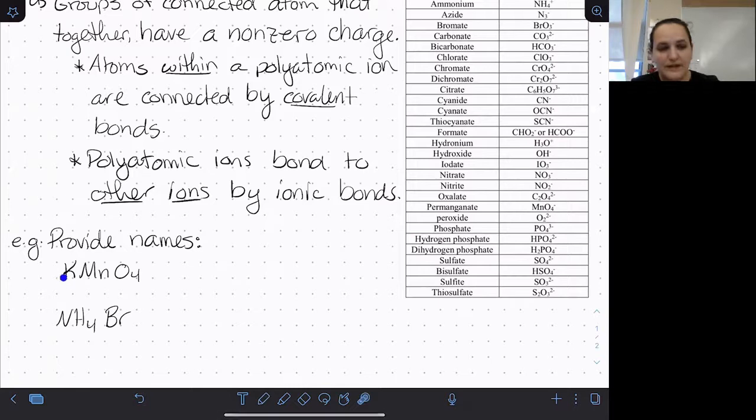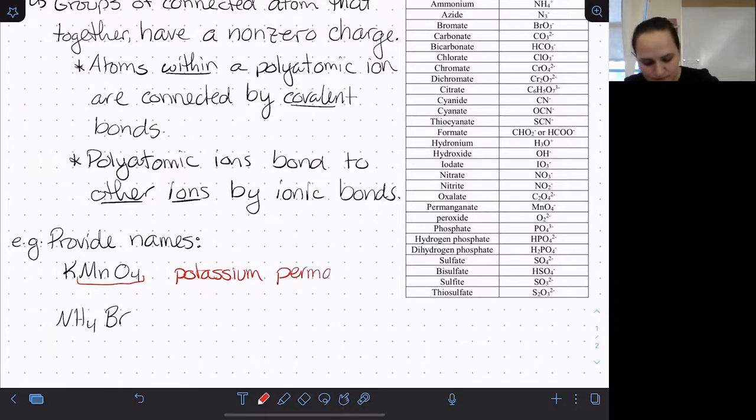So in this case, we see we have potassium, manganese, and oxygen. We've got 3 different elements here, so that's a sign that there's probably a polyatomic ion involved. And specifically, the polyatomic MnO4 is going to be our anion. So to name this compound, we name the cation, we name the anion, just like we've done before. So our cation is potassium, and if we find MnO4- in my list, I find that that is the permanganate ion. So we would call this compound potassium permanganate.